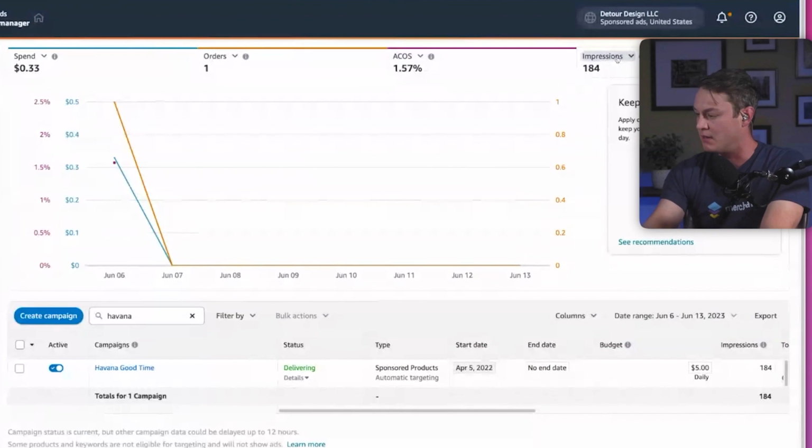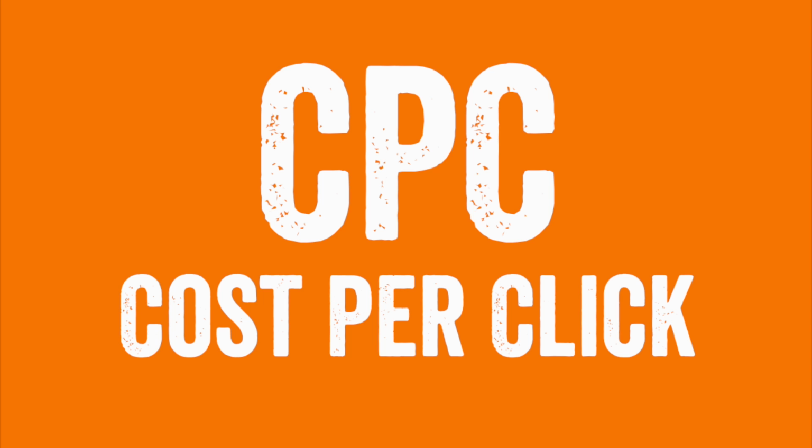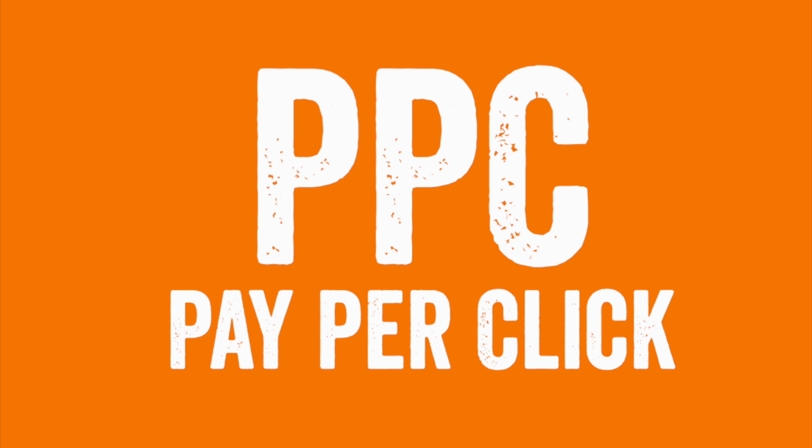For the top, we can change our columns like in the other data too, but at the top, I like spend, orders, ACOS. And usually I have CPC up there. CPC, cost per click. That's how much it costs every time someone clicks on your ads. And that's the only time you pay for advertising, when someone actually clicks on it. So just seeing your ads doesn't cost anything. It's only when someone actually clicks on it. It's called a pay per click model, PPC. So if you ever see PPC, that's what they're talking about.